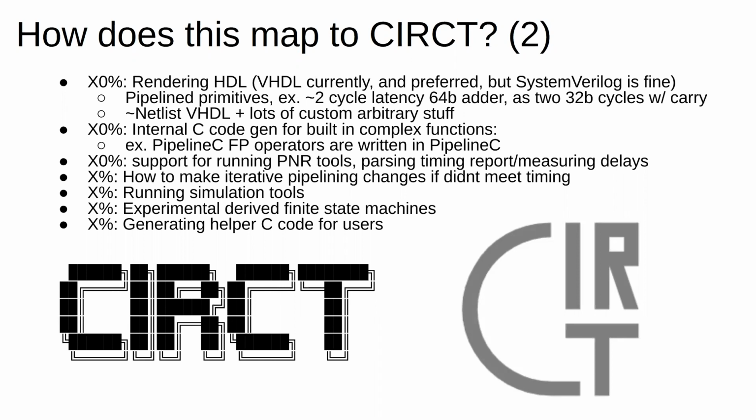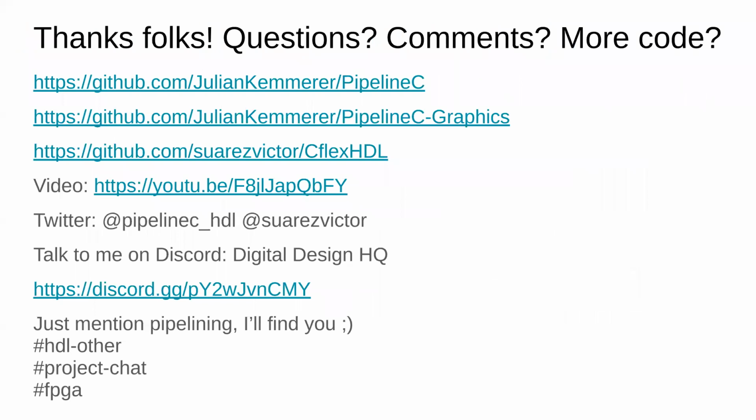And hooks for running all the simulation tools, like I mentioned, the derived state machines and all the fancy arbitrations, another chunk there, and finally generating the helper software C code that a user could run on a CPU to interact with PipelineC designs is another chunk there. And yes, I believe we are at the end here.